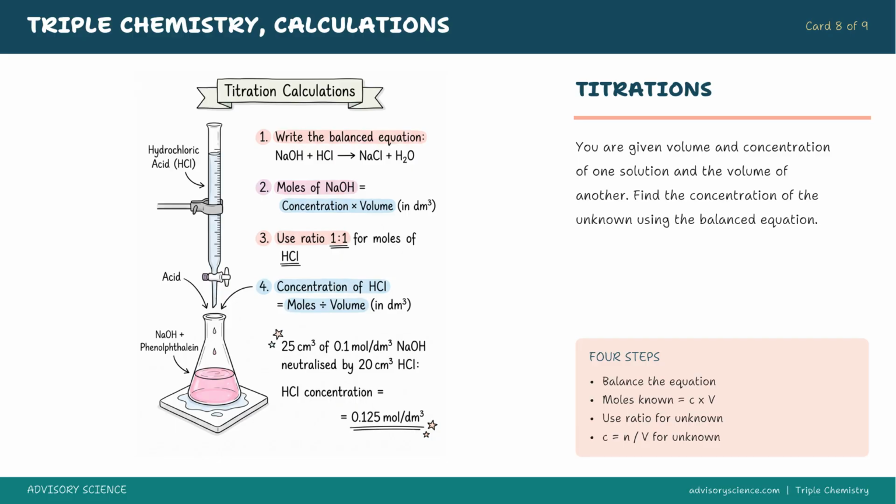And lastly, divide moles of unknown by its volume in decimeters cubed to get its concentration. In the exam, convert all volumes to decimeters cubed first. The unit trap often catches candidates out. So balance, moles known, ratio, concentration unknown.